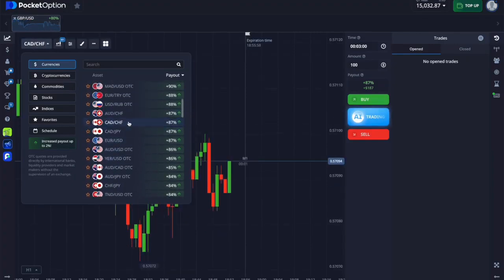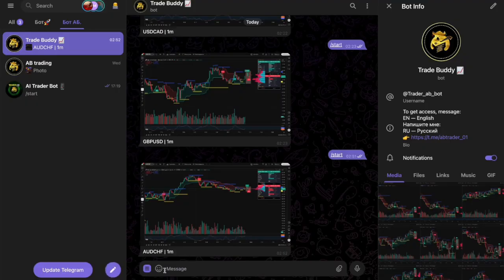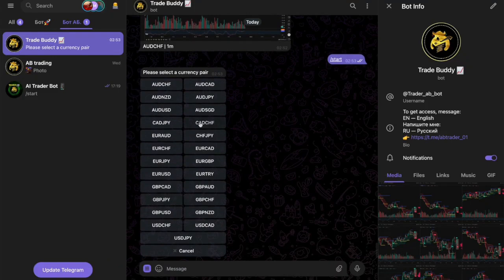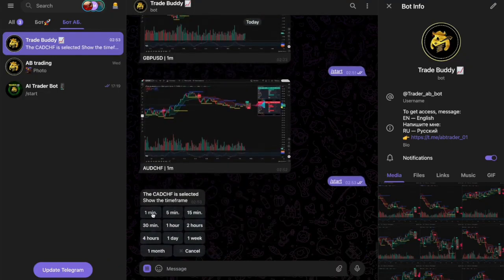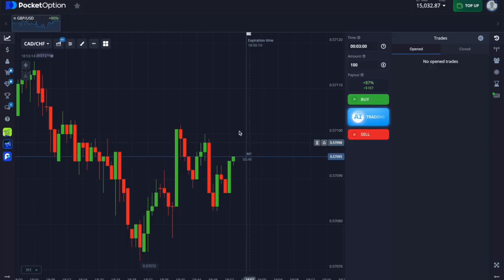I try to look for currency pairs that definitely have a payout percentage above 70 and that definitely don't have strong and sharp movements, either up or down. Canadian dollar, Swiss franc, time frame M1. I've requested the currency pair, now I'm waiting for the bot's analysis.